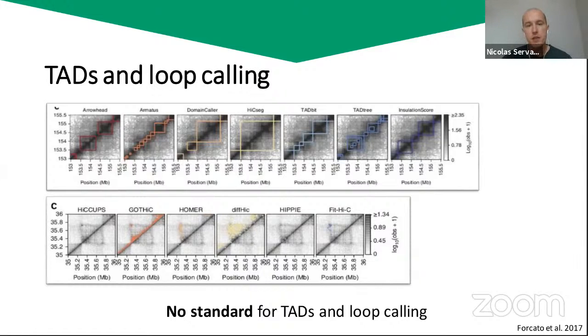To illustrate that, I present here a picture from the Forcato et al. paper, where they try many different algorithms for TAD calling and for loop calling. And you can see that you have many different results. I will come back to that later, but in the context of a standard pipeline, it's not easy to choose one tool among the others. It's maybe better to propose different tools for that.